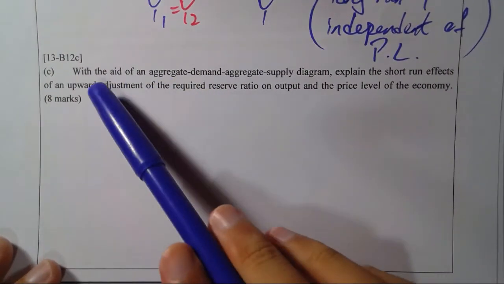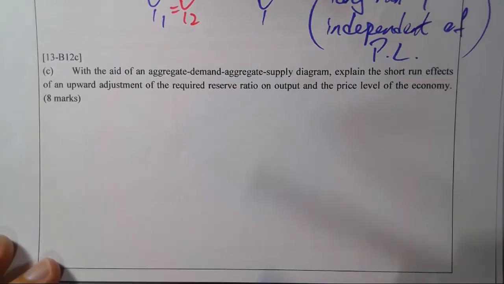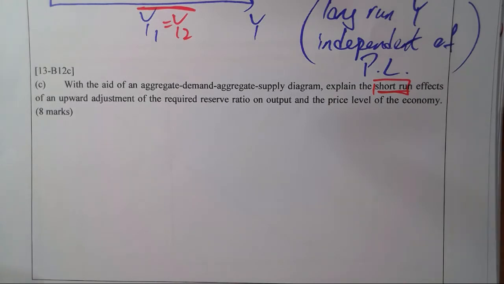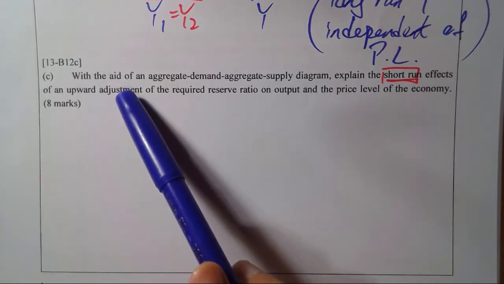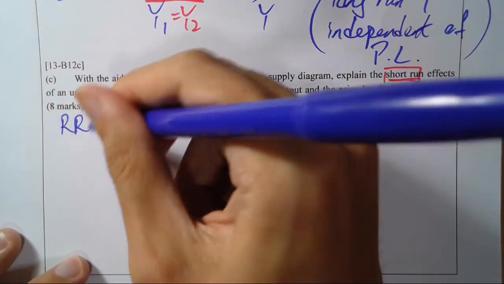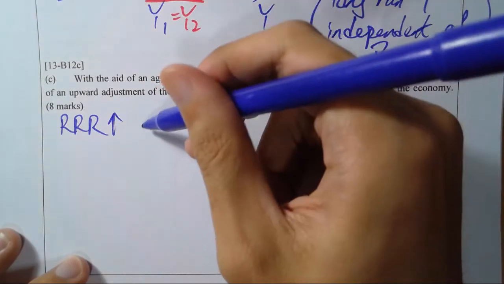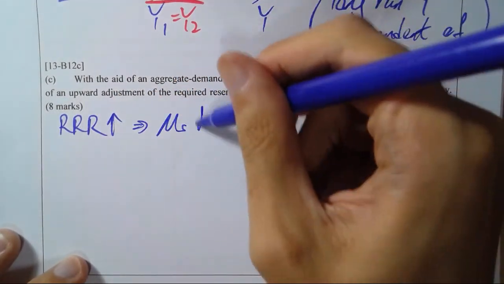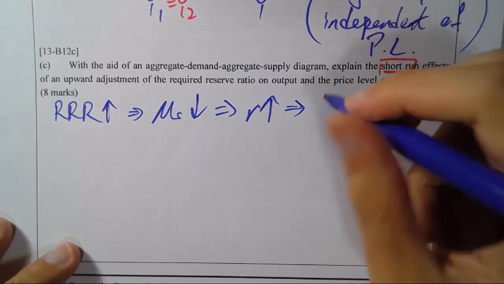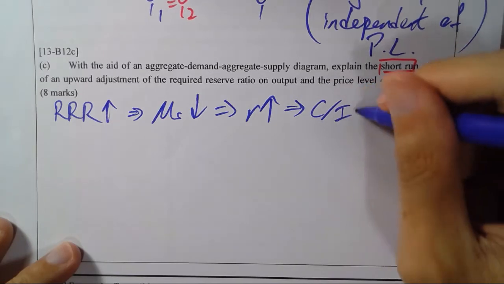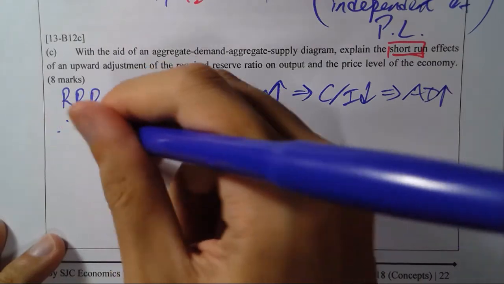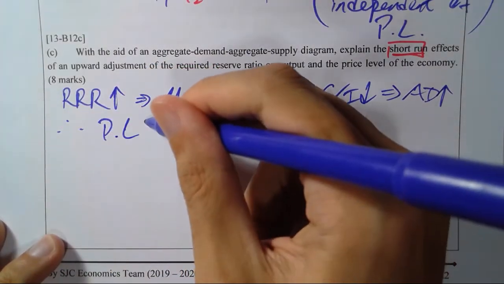So this one is not exactly too difficult. Now what about the next one? Now the short run effect. This time we are asking for the short run, so we only need to draw the short run effect. Upward adjustment of RRR on output and price level. If you remember monetary policy, when the required reserve ratio increases, money supply would decrease. Money supply decreases, interest rate increases. Therefore, our C and I would decrease, meaning AD would decrease. Now, AD changes in the short run, what happens? Price level would go up.